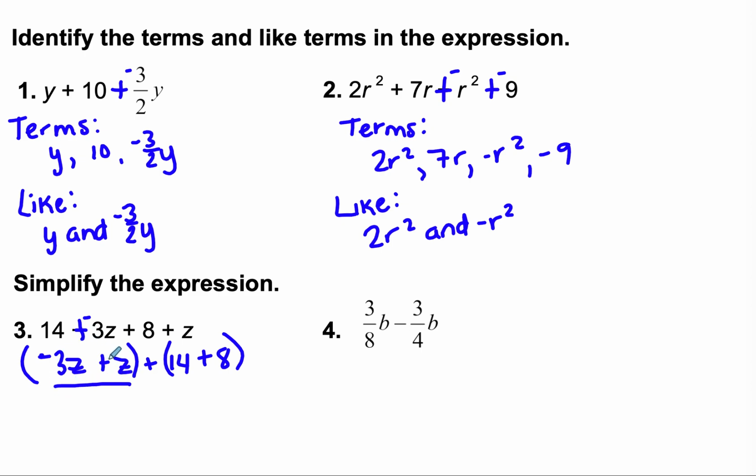Remember, the z by itself is like 1. Some people like to actually write the 1 in there. Ooh, that's a little sloppy to read. Let me rewrite that for you so it doesn't look like an h and a z. You don't have to write in the positive one, but you can. So here, I'll rewrite it plus 1z.